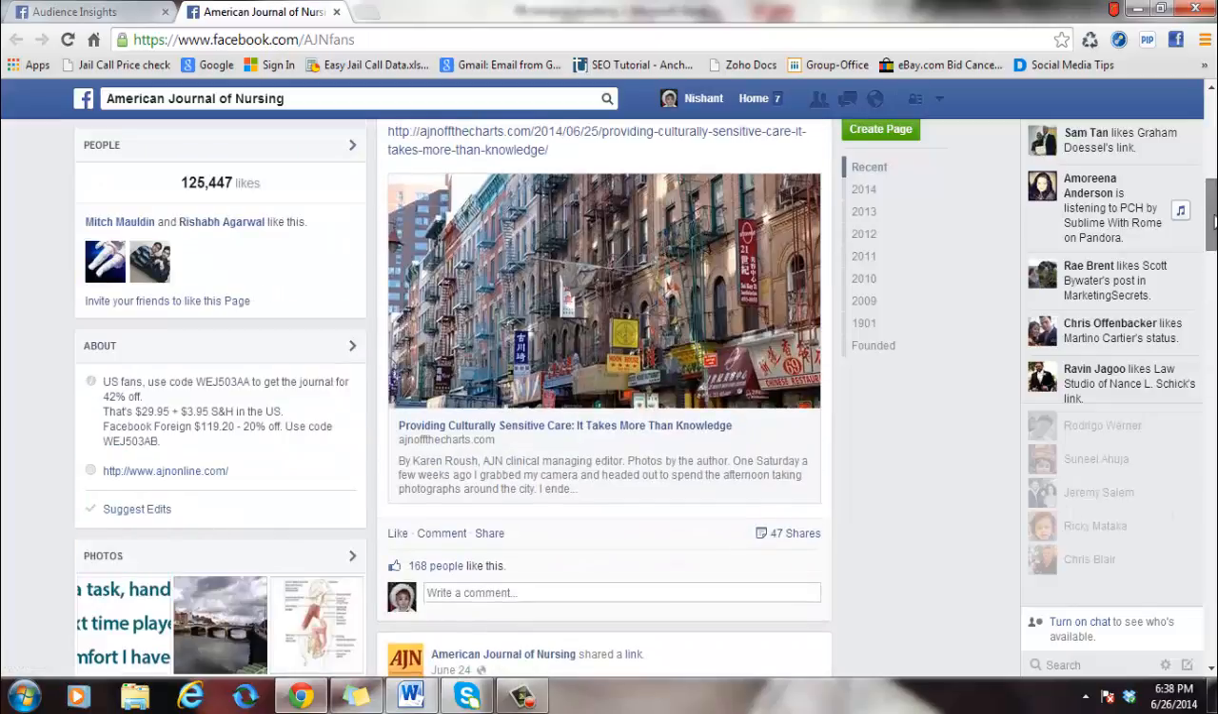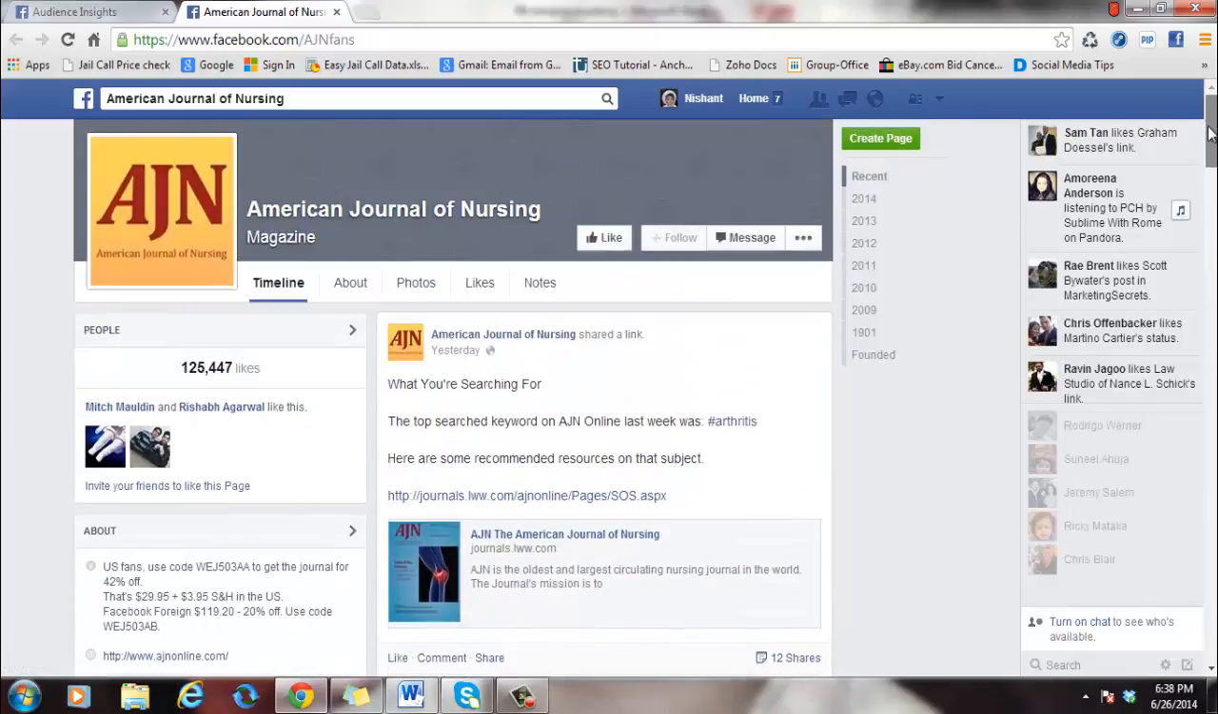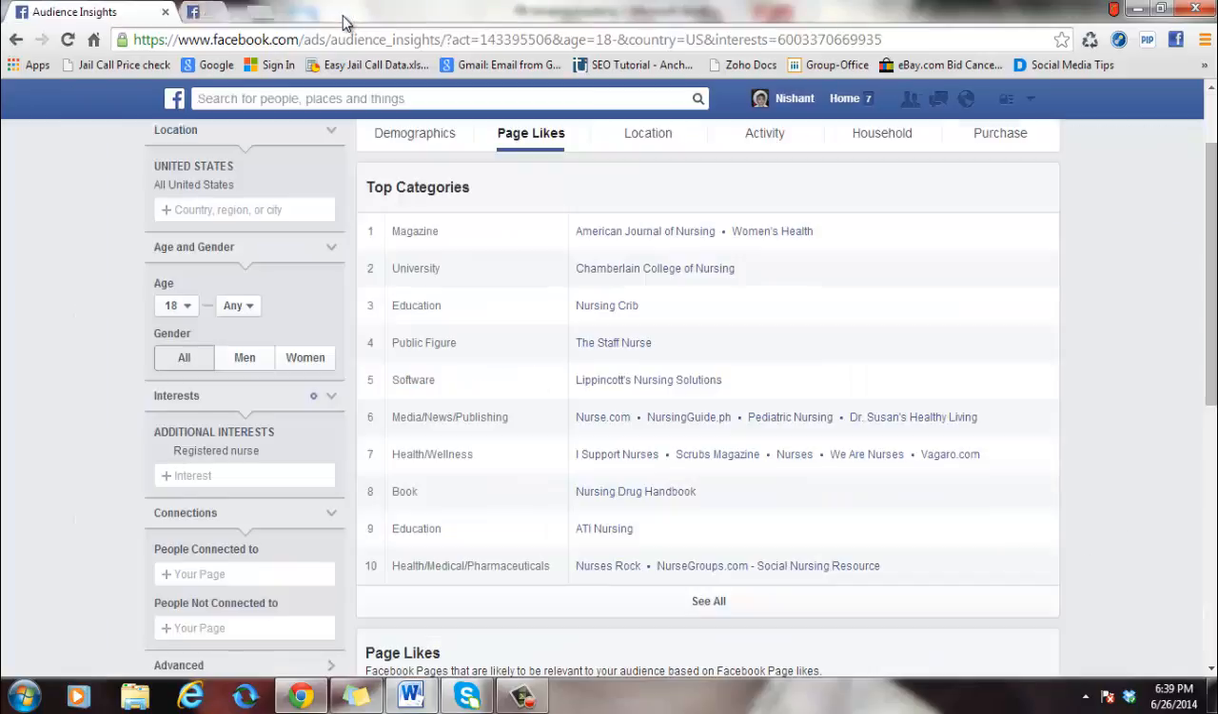So a really well engaged page, a lot of engagement, a lot of fans on the page. 125,000 people like this particular page. So as you can imagine, if Facebook actually shows this as an option in the targeting, you can bet on the fact that you have a really good targeting option because of the so much engagement on this particular page.